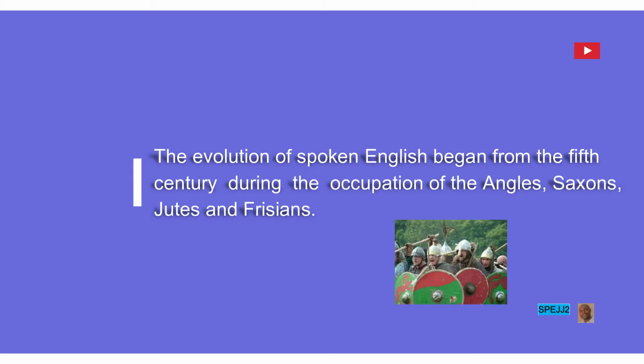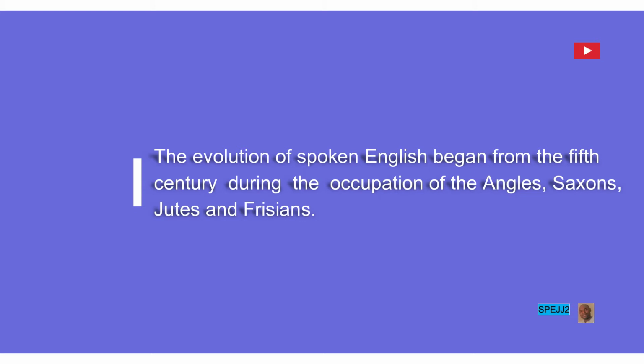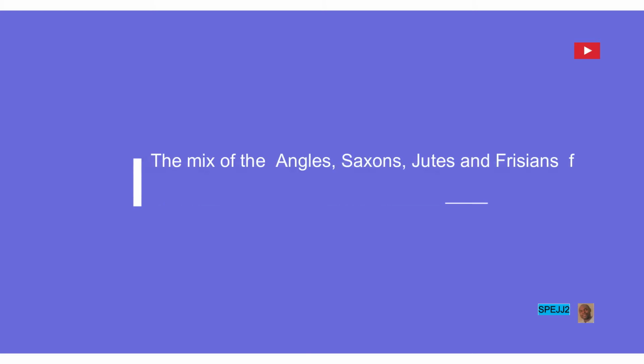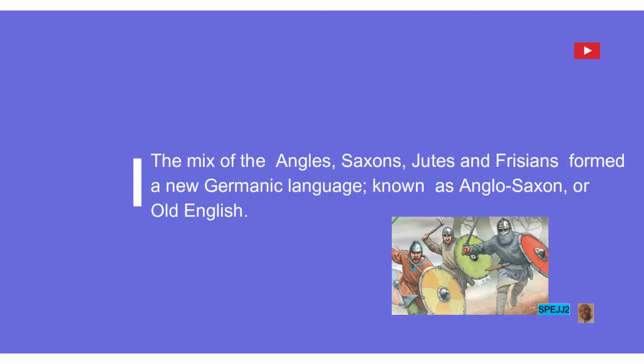The evolution of spoken English began from the 5th century during the occupation of the Angles, Saxons, Jutes, and Frisians. The mix of the Angles, Saxons, Jutes, and Frisians formed a new Germanic language known as Anglo-Saxon or Old English.